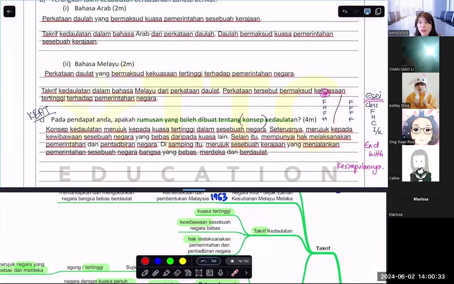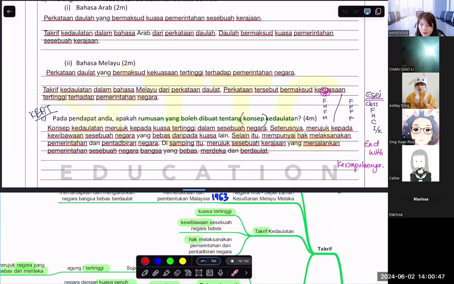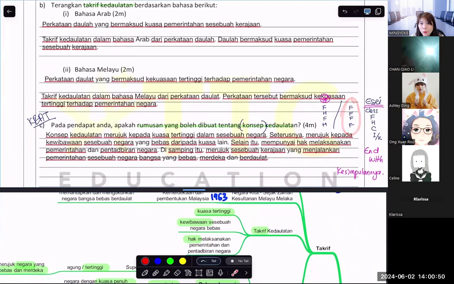But if you write fakta, you cannot write just one word. One word fakta means kuasa tertinggi, merujuk kewibawaan. Selain itu mempunyai hak. No such thing, you have to huraikan a bit. Fakta alone with a bit of further explanation into a sentence, then you will surely get full 4 marks. Otherwise, if you want to make your life easier, you write fakta huraian. Otherwise, fakta all the way can also structure.